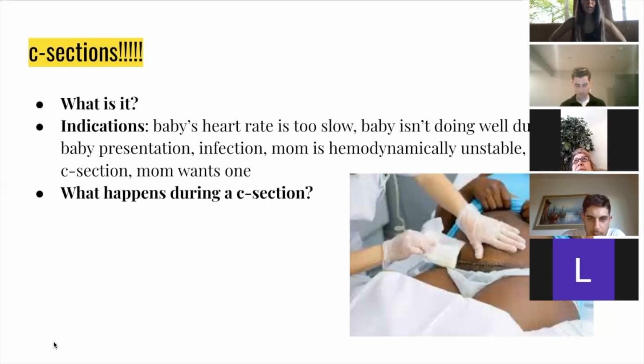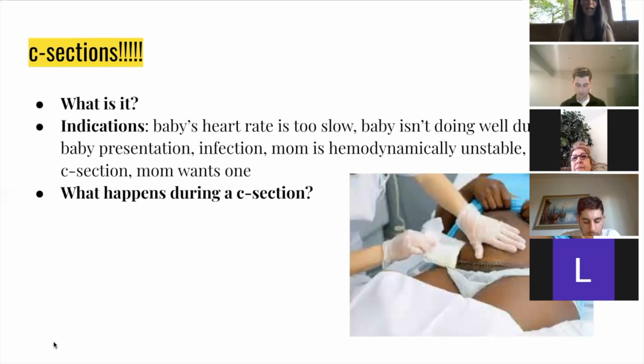If mom has an infection in her vagina or her cervix, we don't want baby to go through that, because there's going to be an infection there. So we'll go in and do a C-section. If mom is losing a lot of blood, or if she's hemodynamically unstable, so her blood pressure is not good, her heart rate's not good, her breathing's not good, we'll go to C-section, just because we can control more things during a C-section than a vaginal delivery.